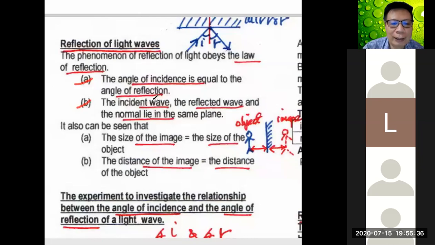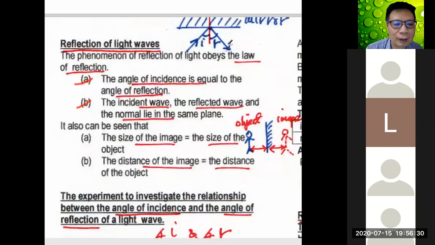Highlight. The incident wave, this one. The reflected wave, this one. And the normal lie in the same plane. It says the incident ray, the normal line, and the reflected ray lie on the same plane. What is the meaning of that? Meaning is they are on the same surface. For example, like this is a piece of paper. This incident line, this normal line, and this reflected line, they are on the same page of paper. So same plane, same surface.